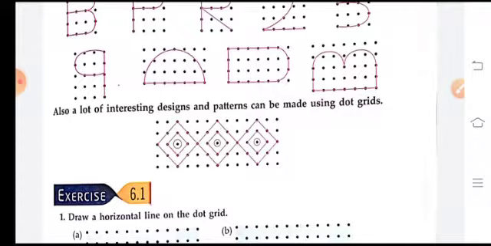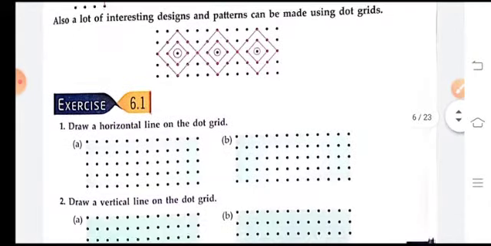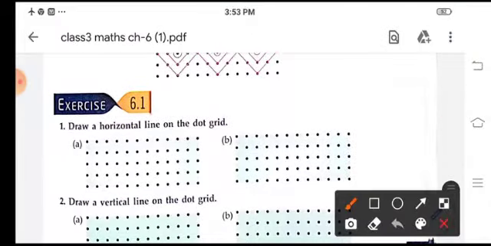Okay children, so let's start with the exercise 6.1. Here, draw a horizontal line on the dot grid. So how do we do? So first take 2 points. Suppose this is A, this is B, and we join these 2 points. So we get a straight line, and then we put arrows on both the ends.